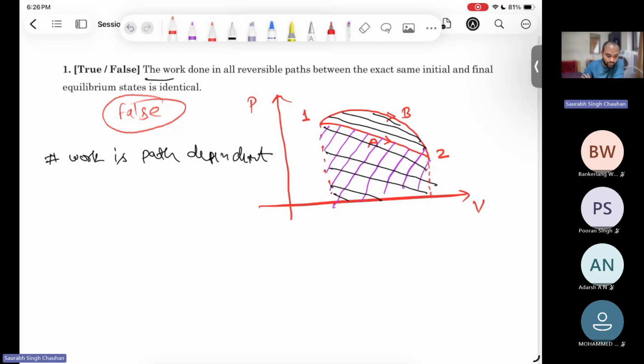So you have one initial and one final equilibrium state. Between those two points, you can have multiple reversible paths. And along each of those paths, work will be different. Exactly. I think I am getting what you are trying to convey.